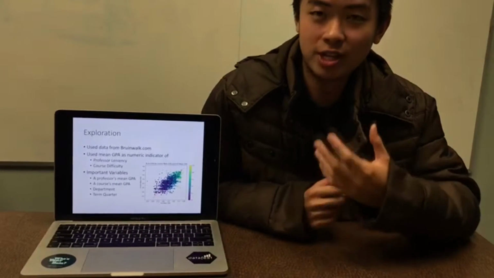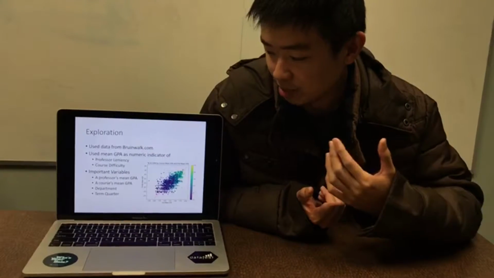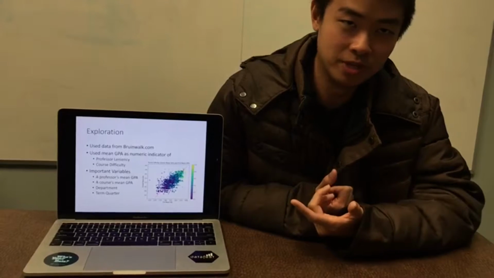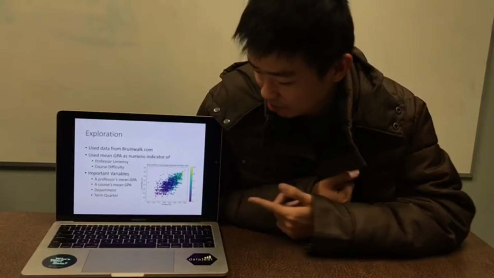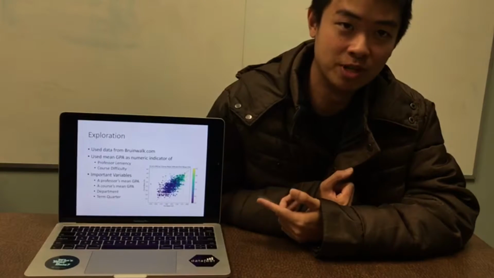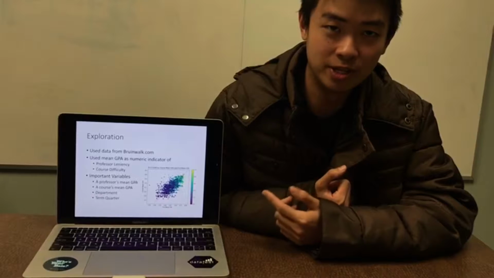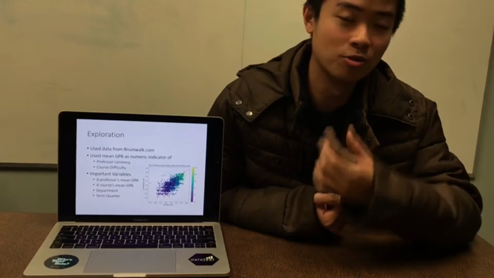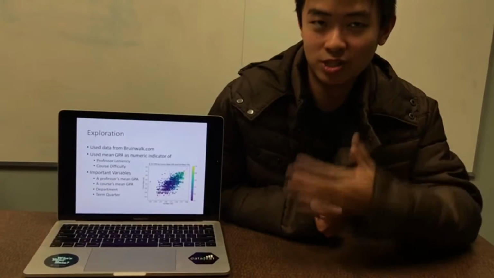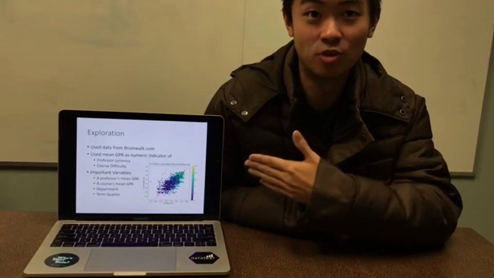And so through our data exploration process, we actually found a few more important variables, including the professor mean GPA, of course, the course mean GPA, the term quarter, as well as the department. As you can see from the graph, on the x-axis is professor mean GPA, and on the y-axis is course mean GPA. And the lighter colors signify a higher percentage of students having 4.0 GPAs. And so as you can see, students like us, we really want to take classes that are on the top right of this graph.